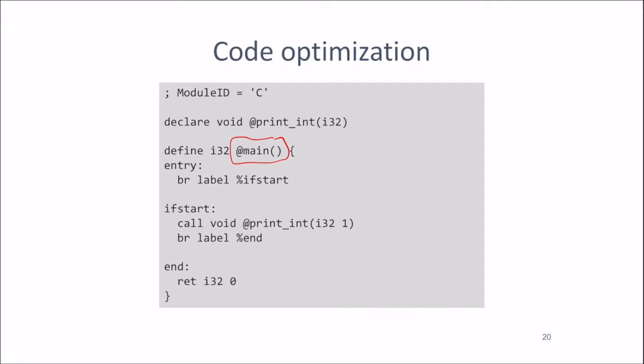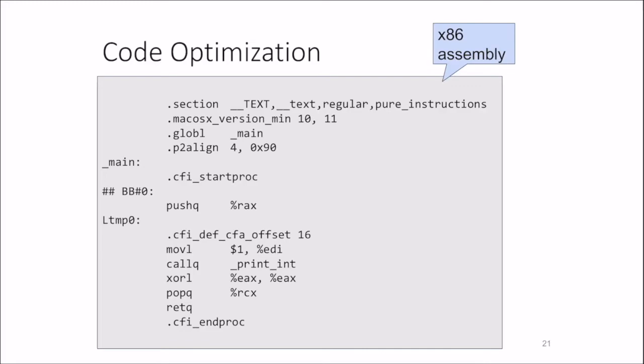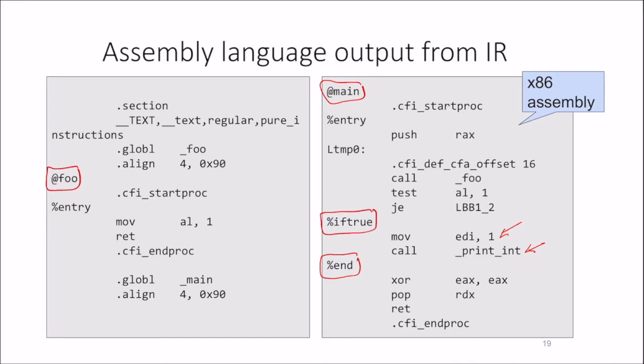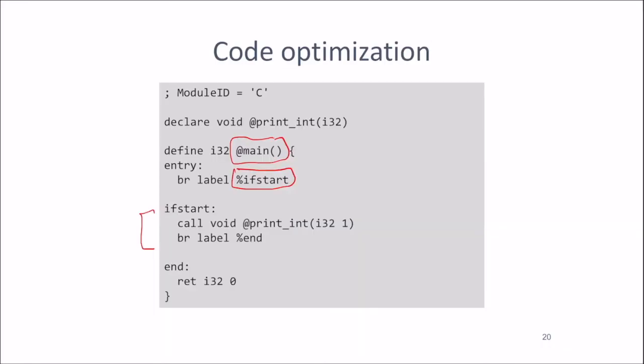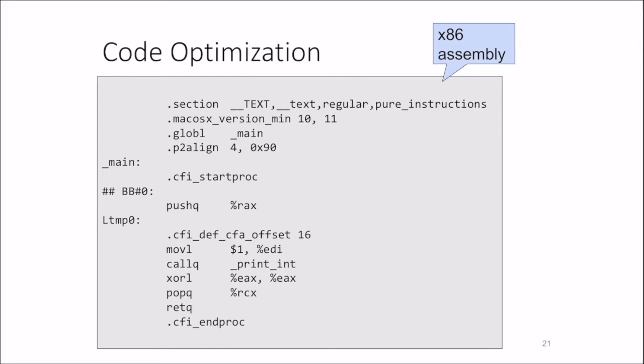So notice that it just goes to if start, it calls the printInt function to print 1, and then it falls through and returns 0 from this main function to say that this function was successful. And if I convert that into assembly, you can see that this assembly is going to be much faster than the original assembly which we had, which involved a function call, an if statement. So you can see code optimization tries to remove instructions and as a result makes your code run faster.